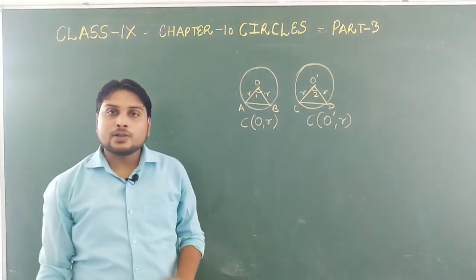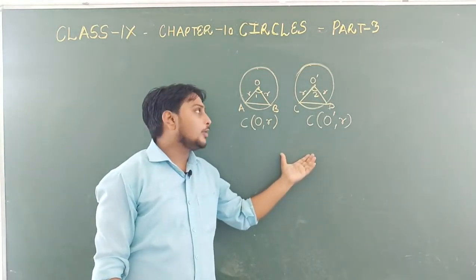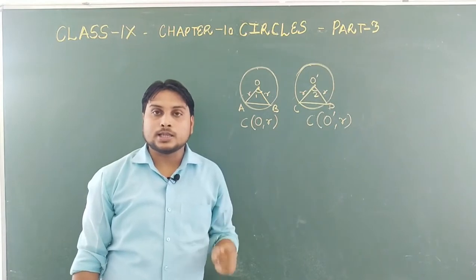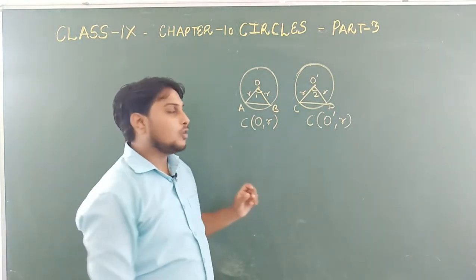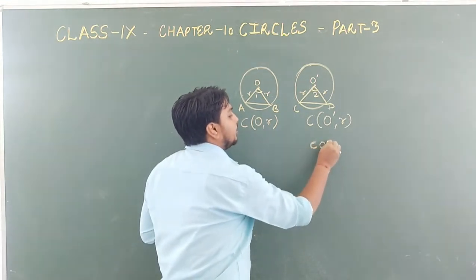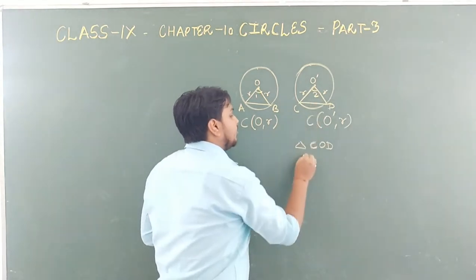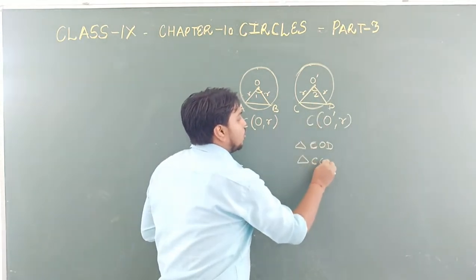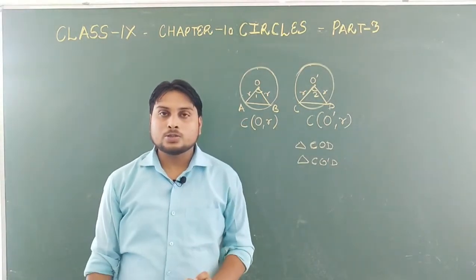So the proof of this statement is almost the same as the first theorem. The only difference is that we were writing triangle COD, but this time we will write triangle CO'D. That is the only difference, students.